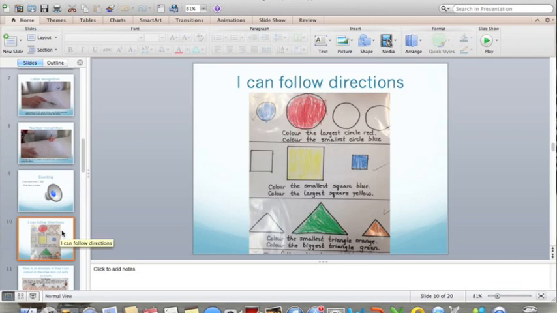And for the next slide, I showed how well the student is able to follow directions. So I took a picture of another hard copy paper, and it was an activity that was done within the class where students were directed to follow what the teacher was saying, and it was assessed on whether they were able to do that.